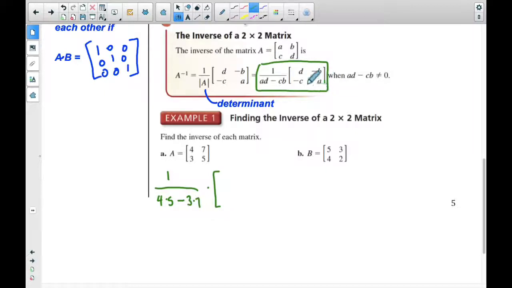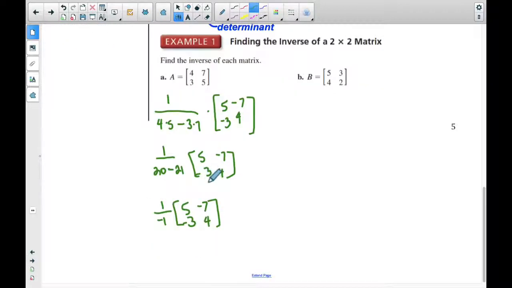And now I'm having to flip my matrix around a little bit. My A and my D switch places. So my 5 switches places with the 4. And my B and my C, they stay where they are, but they become negatives. So I'm going to keep my 7 and 3 where they are, but I'm going to make it a negative 7 and a negative 3. Now I need to go through and simplify this because what I have is 1 over 20 minus 21, and then times this matrix. If I simplify that a little bit more, it's 1 over negative 1 times that matrix, and my negative sign is kind of getting lost in there, but that is a negative 3 and that is a negative 3.